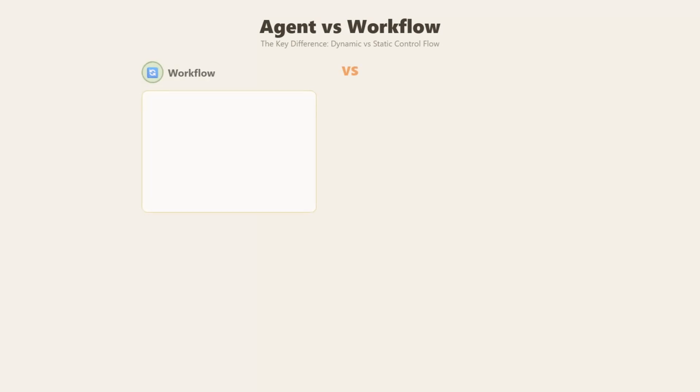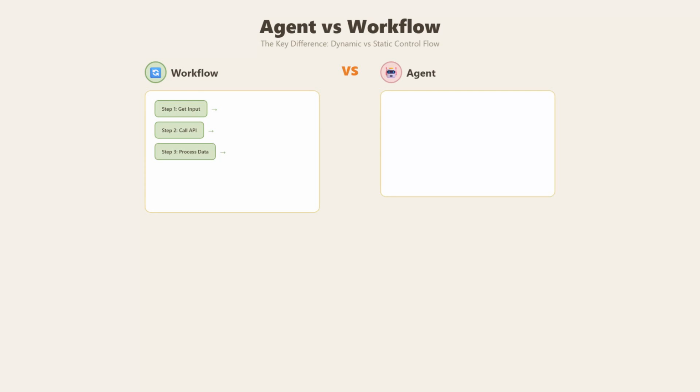Now, here's the key distinction that separates agents from workflows, and this is crucial to understand. When you build a workflow, you're writing code that specifies a predetermined sequence of steps. Step 1, get the input. Step 2, call this API. Step 3, process the data. Step 4, format the output. Step 5, return the result. Every path is coded in advance. You decide ahead of time exactly what happens and in what order. It's static, predictable, and deterministic.